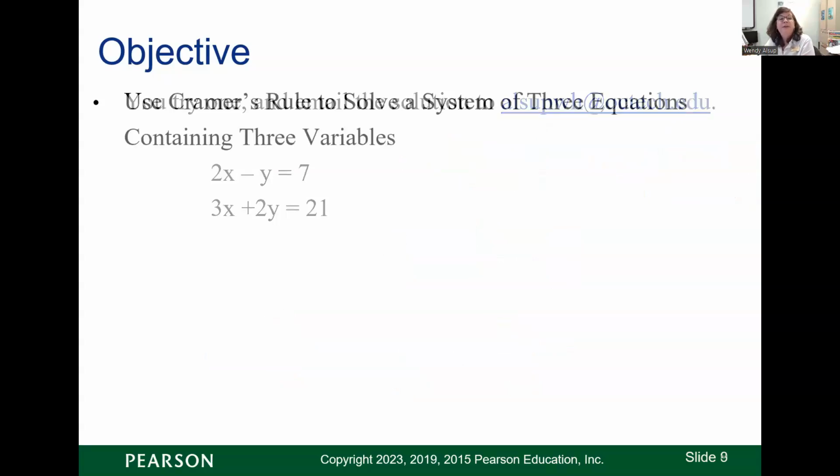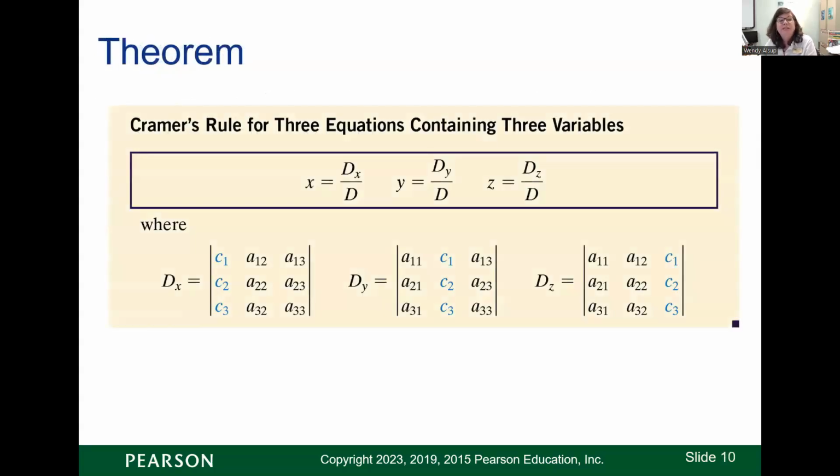All right. We can also use Cramer's rule to find the solution of a system of 3 equations containing 3 variables. Same method. Your x will be d sub x over d, your y will be d sub y over d, your z will be d sub z over d. And again, d sub x would have the constants at the end in place of your x coefficients. D sub y would have the constants at the end in place of the y coefficients. And d sub z would have the constants at the end in place of the z coefficients.